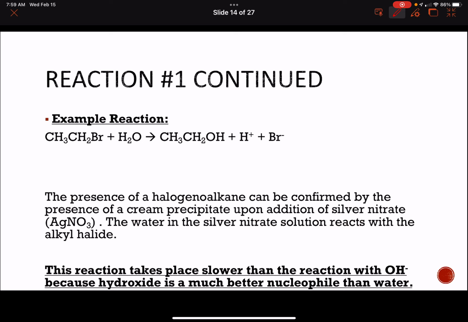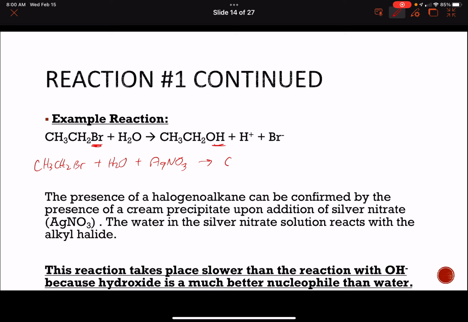So here we go. Example reaction. This is a reaction of CH3CH2Br with water, and you end up with a substitution, bromine for an alcohol. And we want to trace how slow or how fast this reaction takes place. So what happens is you add AgNO3 into this mixture. So you'd have CH3CH2Br, you would have H2O, and you would have AgNO3 in the mixture. You would just place some silver nitrate in that mixture.